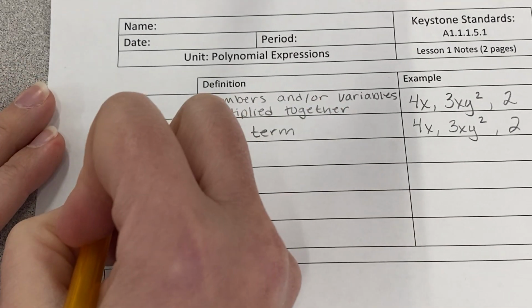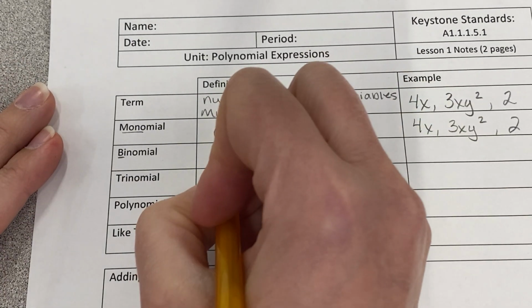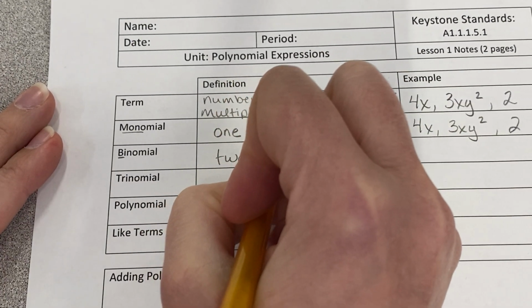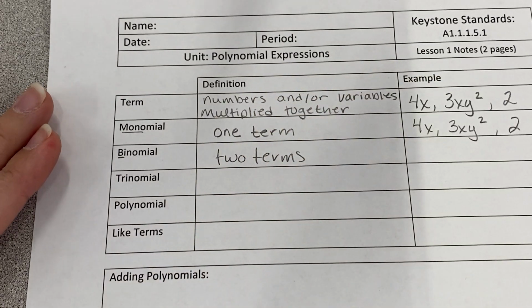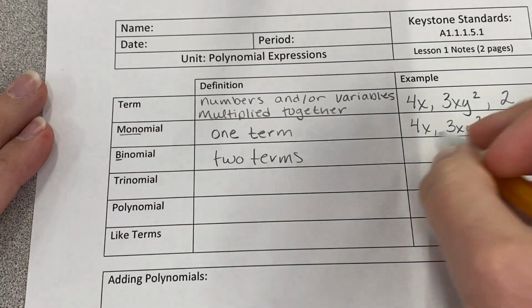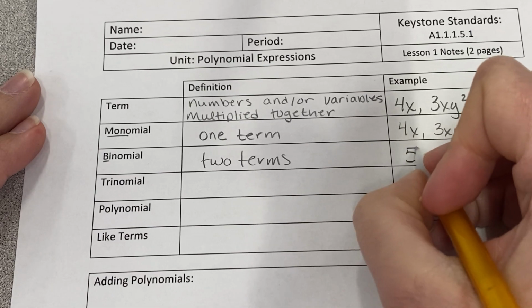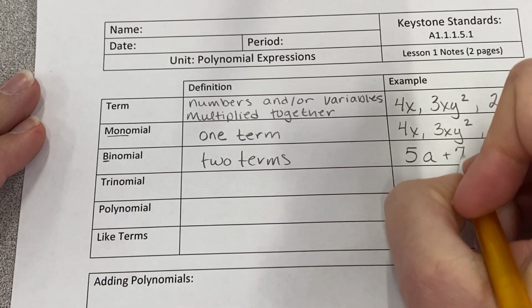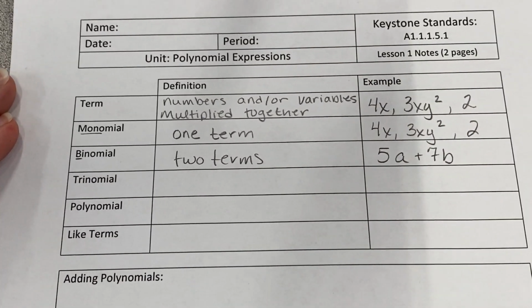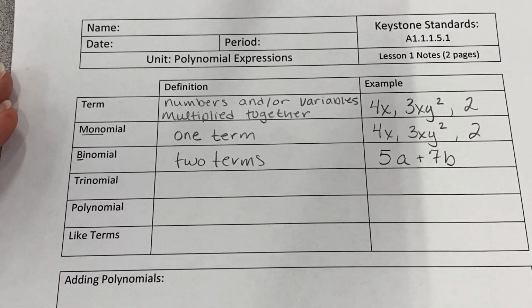A binomial, that means it's 2 terms. And like I said earlier, they're separated by plus and minus signs. So an example would be something like 5a plus 7b. That would be a binomial.